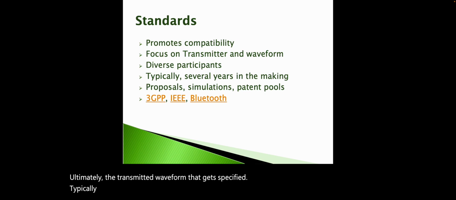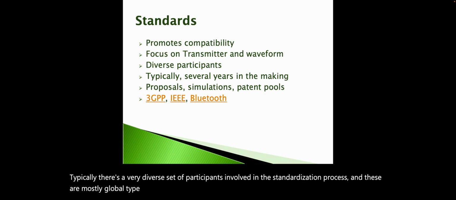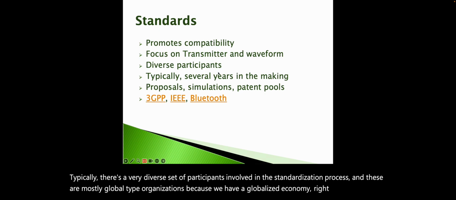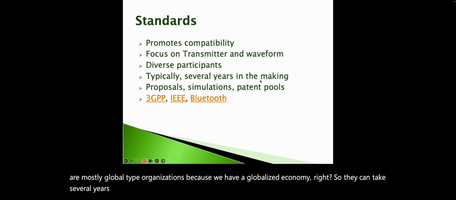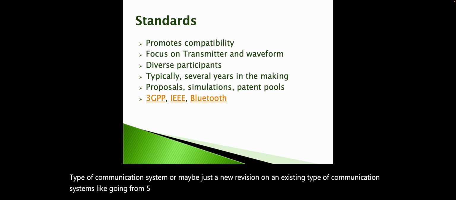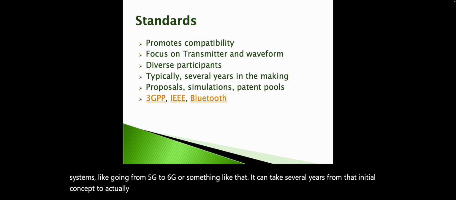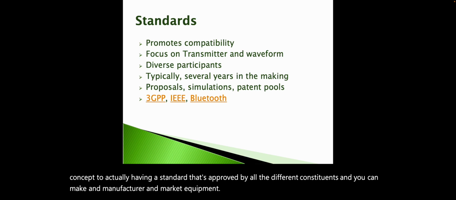Typically, there's a very diverse set of participants involved in the standardization process, and these are mostly global organizations because we have a globalized economy, right? So it can take several years from the initial concept of a new type of communication system, or maybe just a new revision on an existing type of communication system, like going from 5G to 6G or something like that. It can take several years from that initial concept to actually having a standard that's approved by all the different constituents, and you can make and manufacture and market equipment according to that standard.